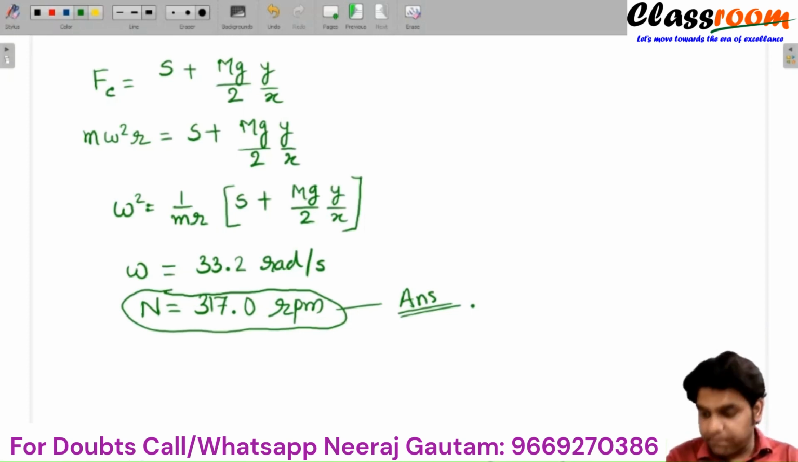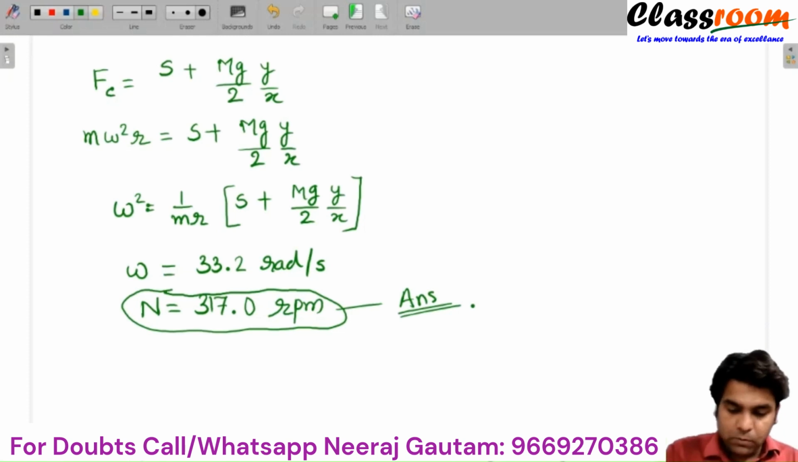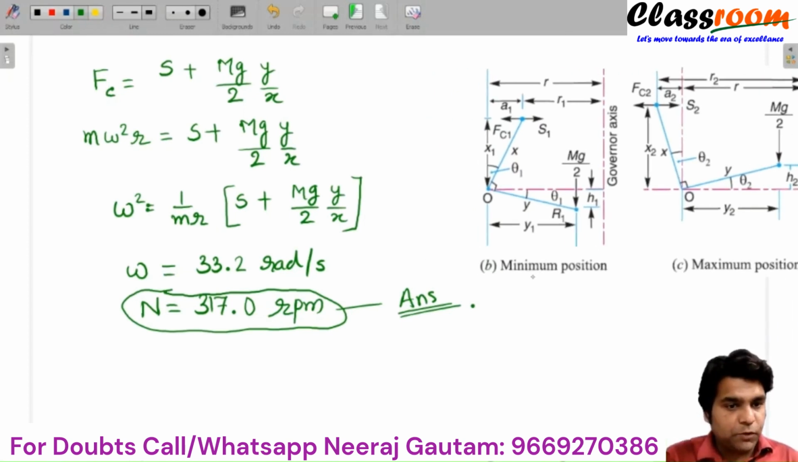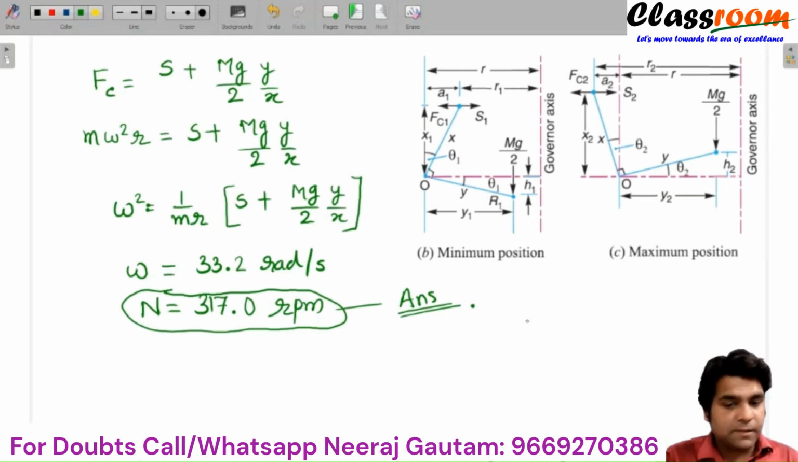Now we will determine the sleeve displacement when the governor configuration changes from the mean position to the minimum speed position, and then the sleeve lift or change in the configuration from mean speed to the highest speed position. Now I will show you the configurations. In this figure, again you can see the minimum position configuration and then the maximum position configuration. This is for the minimum position and this is for the maximum position.